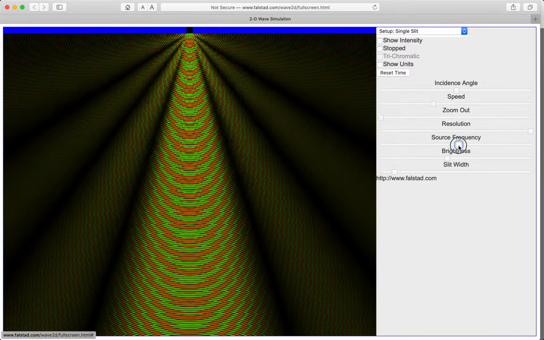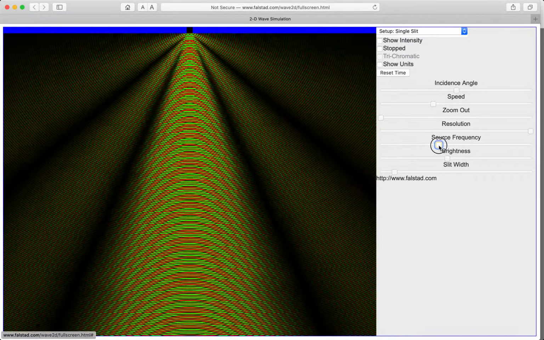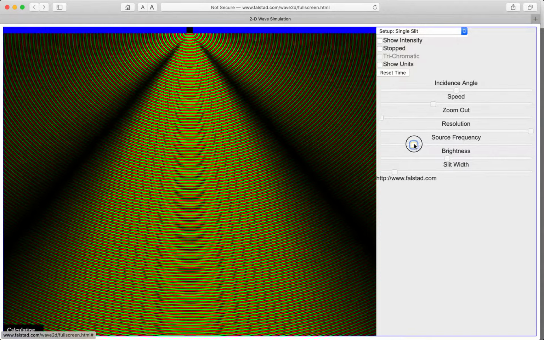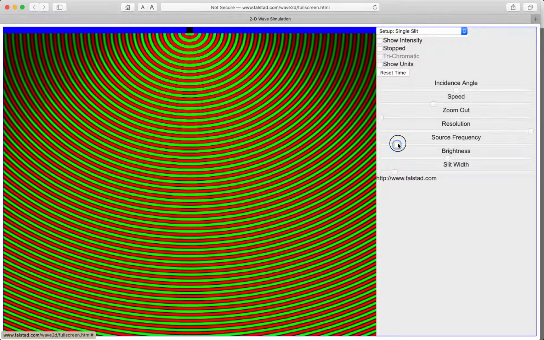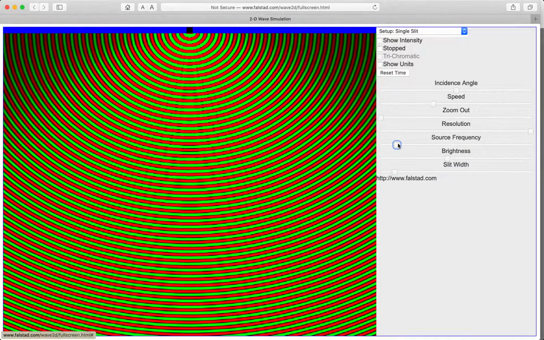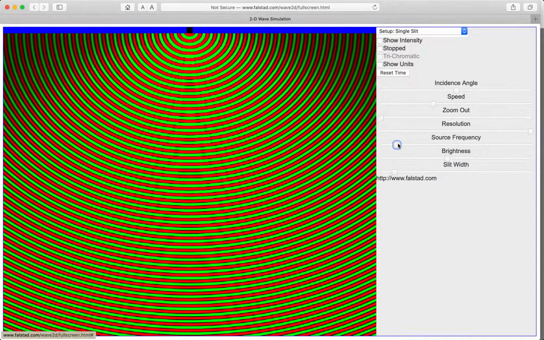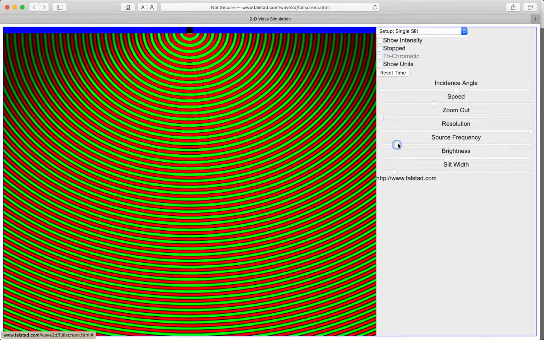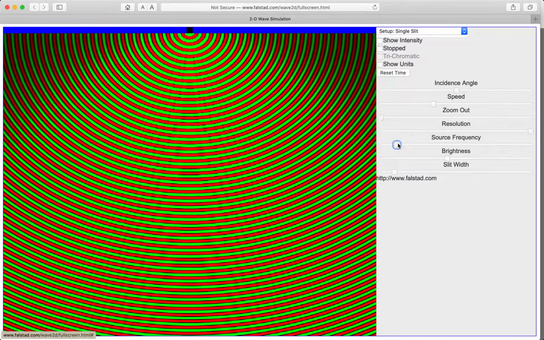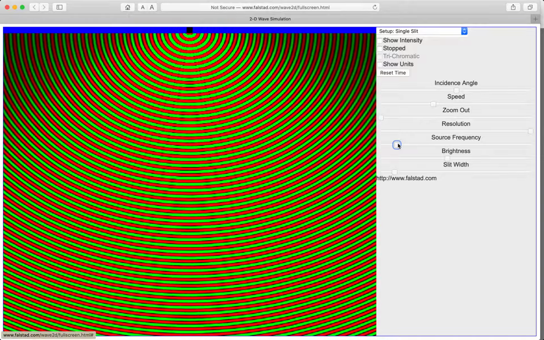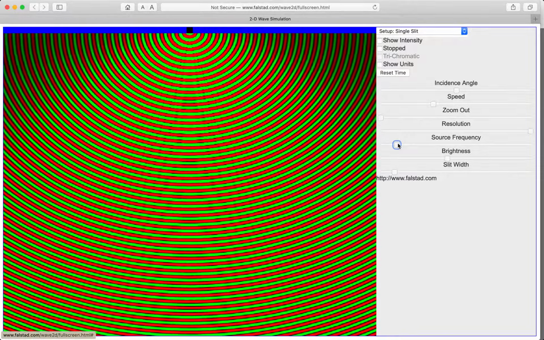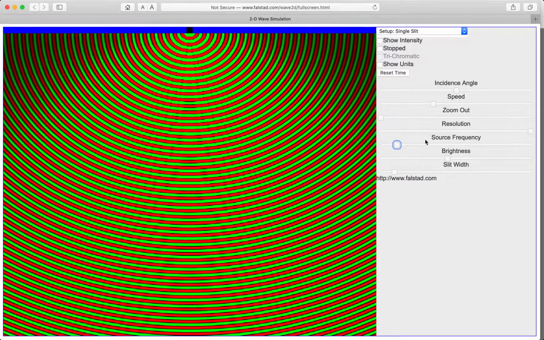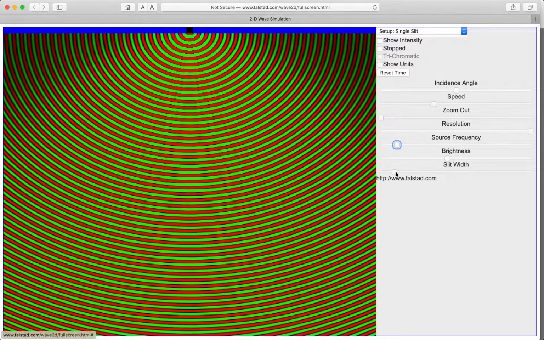Now if I lower the source frequency so that I'm getting longer and longer wavelengths, eventually I get to the point where the wavelength is on the order of the slit width, and you see this really massive diffraction pattern, which is sort of what I showed in the slide earlier in the lecture.